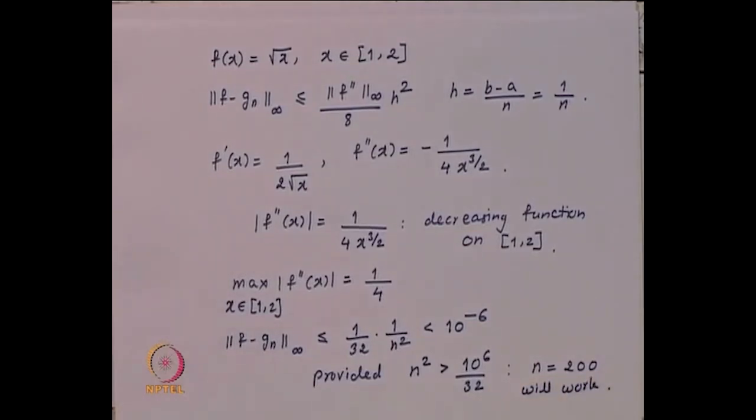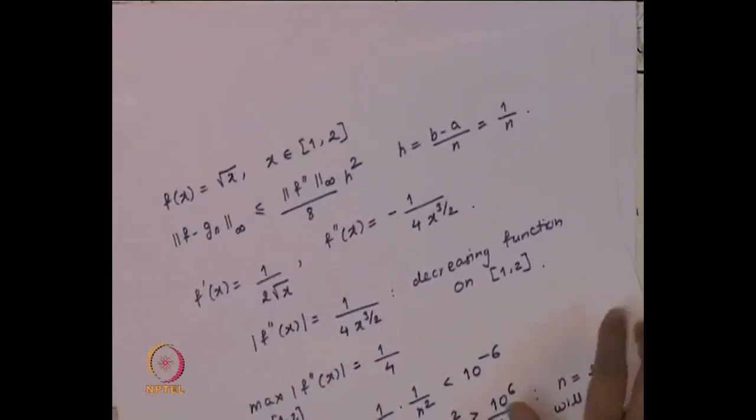So, in fact, any number n bigger than 200 will work, and this is a rough estimate. So, this was about piecewise linear interpolation. Now, we are going to consider piecewise quadratic. So, first let us look at quadratic polynomials.